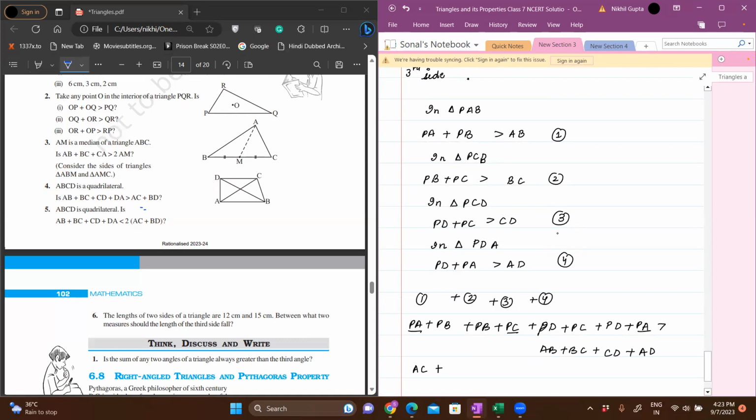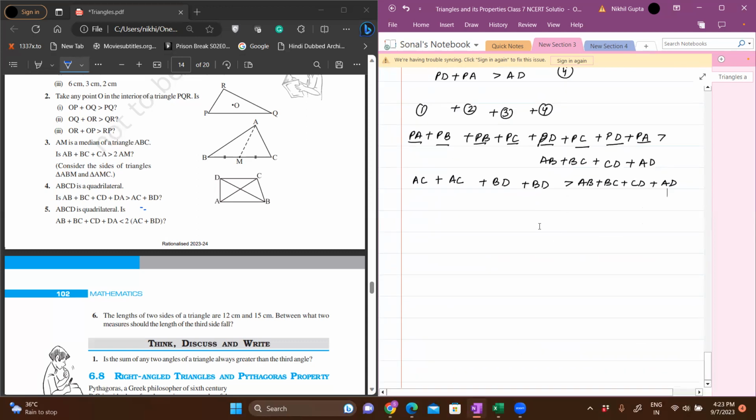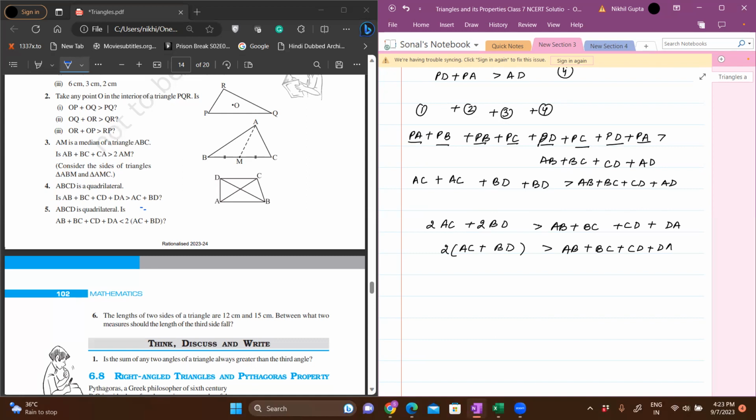Again we have one more PA and PC, that becomes AC. Now if you are joining PB and PD, that becomes BD, which is greater than AB plus BC plus CD plus AD. Now AC plus AC is twice AC. BD plus BD is twice BD, which is greater than AB plus BC plus CD plus DA. You can take 2 common here. AC plus BD is greater than the sum of all the 4 sides of the quadrilateral. So it is proved.